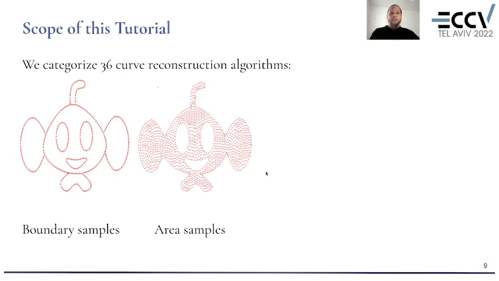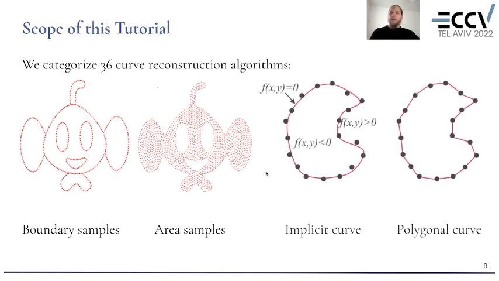Scope of this tutorial: we categorize 36 curve reconstruction algorithms, for example from boundary samples, but also from area samples where we want to reconstruct the shape, and from implicit curves. An implicit curve is a function in the plane, here based on x and y, which is 0 at the boundary and negative inside and positive outside the shape. Or just reconstruct polygonal curves, as most reconstruction algorithms do.